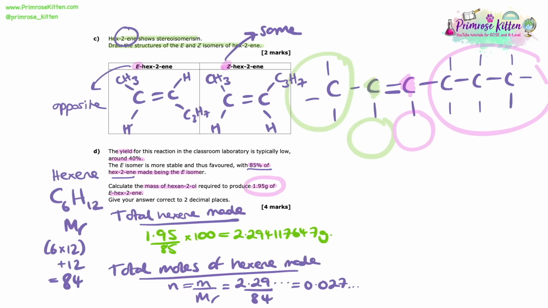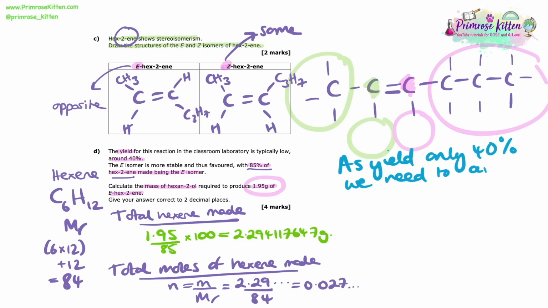However, we know that the yield is only 40%. So actually we need to shoot for the sky and aim to make even more than that. Because in the end, that's how many moles we want to make. As our yield is only 40%, we need to aim to make more. Okay, so we're going to essentially say that this 0.027 is equivalent to 40%. We need to know what the 100% is we need to aim to make.